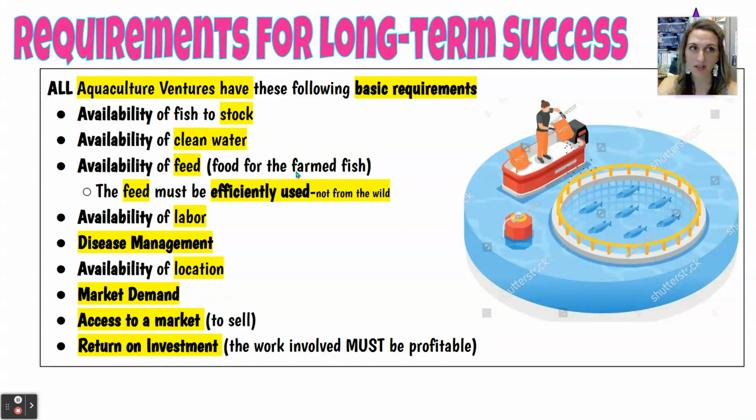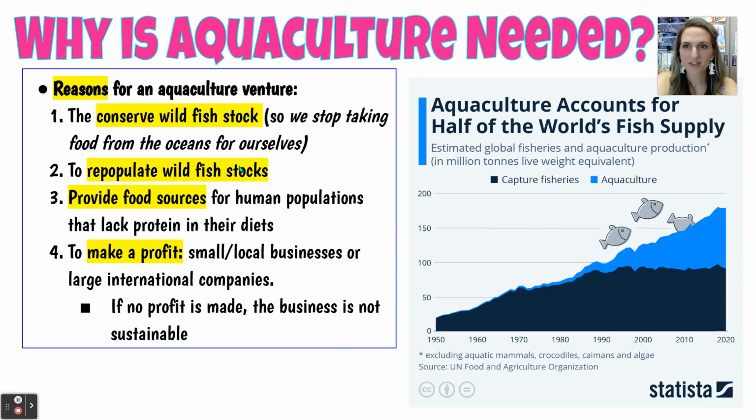Basic requirements will be on the next slides. So for these to be successful, they're going to need availability of fish to stock, clean water, availability of feed for the fish, and it has to be efficiently used. We can't just be taking food from the wild to give to farmed fish, because one of the things we're trying to do is conserve wild stocks.